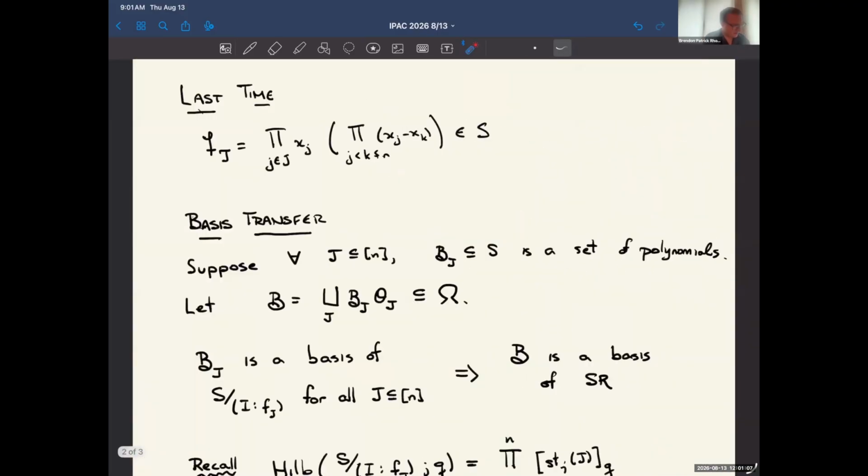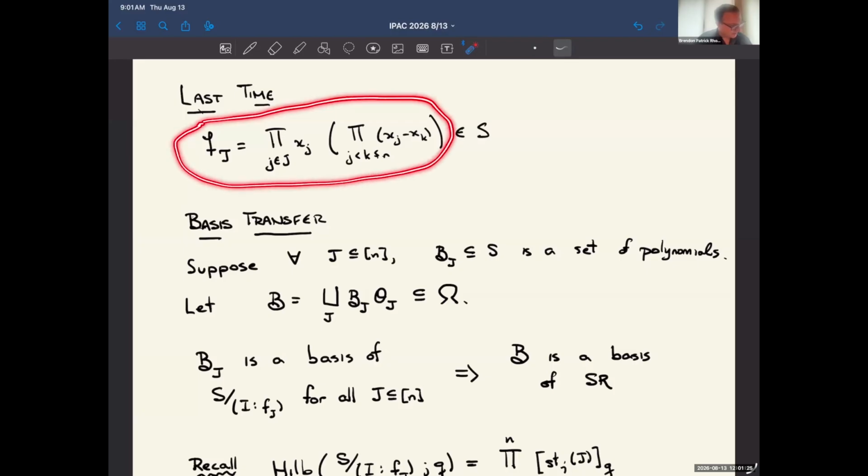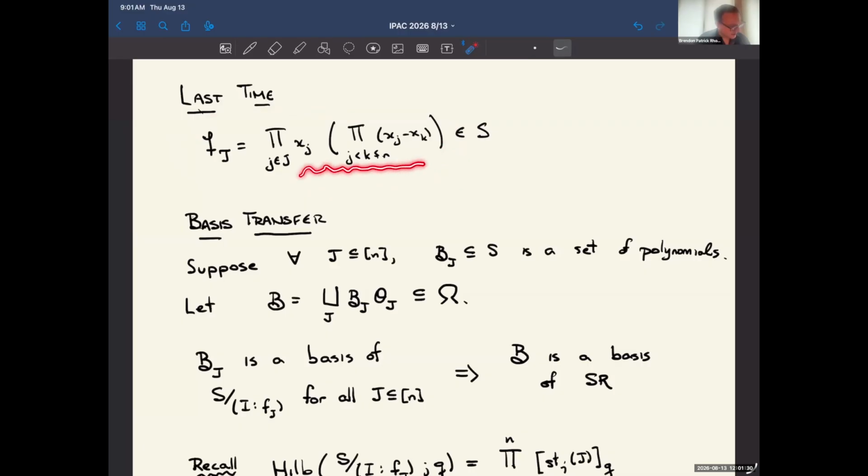So let's just recall some ideas from last time and also some ideas from Andy's talks. If J is a subset of the integers between 1 and n, we have this polynomial f_J living inside S, and f_J has a factor for each element little j of J, and it looks like x_j times the product of all of these subsequent differences, x_j minus x_k. And one reason why this polynomial is relevant is it gives us this kind of basis transfer result.